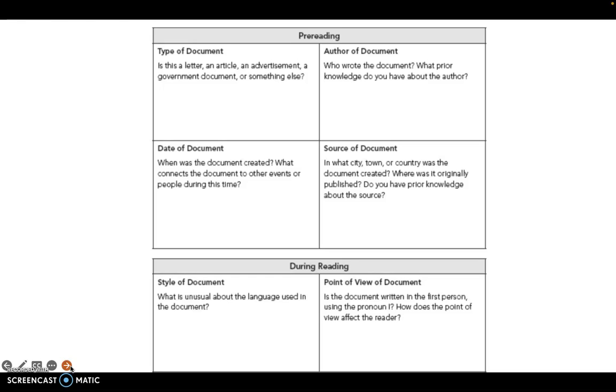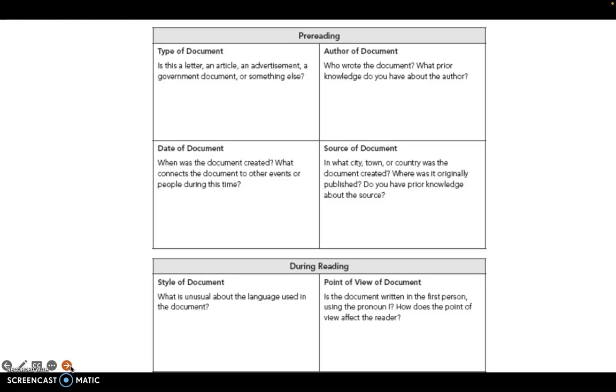So let's look at this graphic organizer, and obviously these questions could be changed or adapted depending on the text that you're reading. I also really liked the fact that this particular one isn't just for during reading. There's a pre-reading, during reading, and after reading, so that students are thinking the whole way through the reading process.